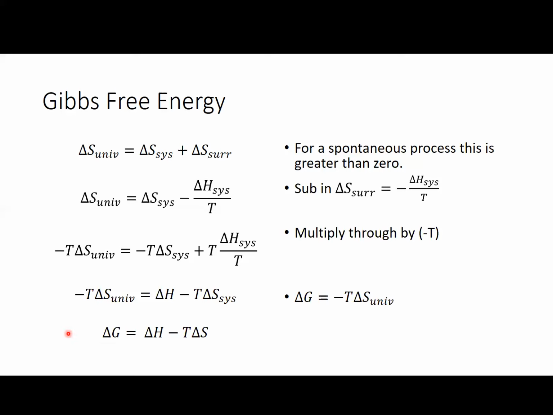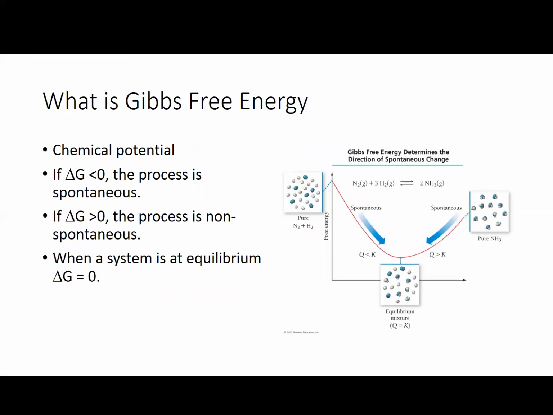And this may not mean a lot to you now, although it is relatively handy. But let's think about this. If the delta S of the universe is increasing because we have a spontaneous process, that means that multiplying this positive number by a negative number will give us a negative number. So if this delta G is negative, that means that we're dealing with a spontaneous process. If the entropy of the universe is not increasing, this is a negative number. Multiplying that by a negative number will give us a positive number, meaning that this process we're talking about is not spontaneous.